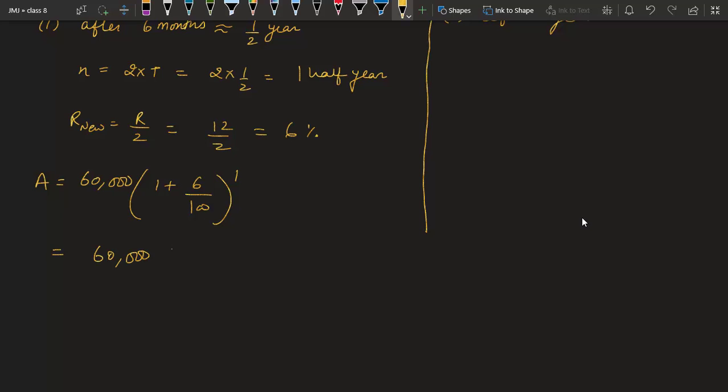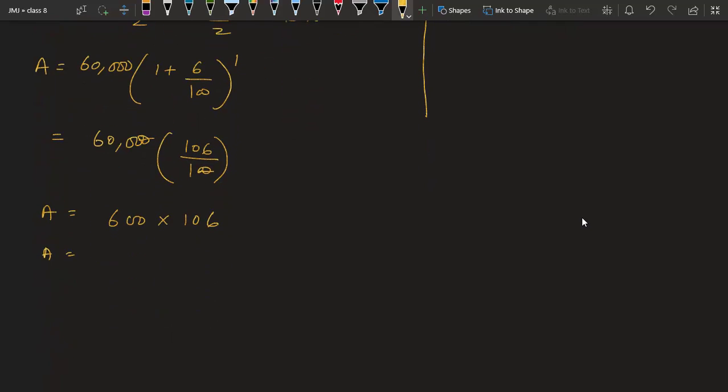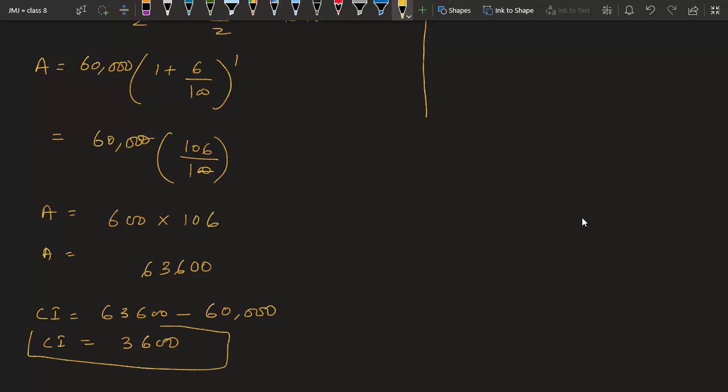It becomes, taking LCM of 100, 100 plus 6 is 106/100. Power 1 means this number only. 0000 cut. So amount is given by 600 into 106. Multiply them, we get 6 6s are 36, 3 will come, 6 1s are 6 and double zeros. This is the amount, 63,600. So compound interest for this half year will be given by 63,600 minus 60,000. So our answer is 3,600 compound interest for 6 months.